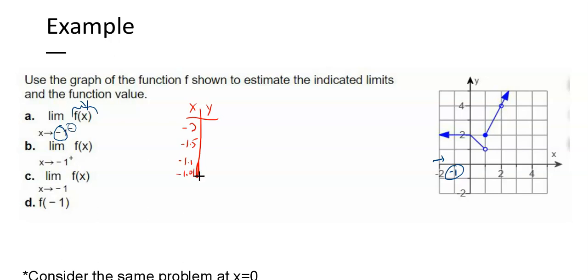Negative 1.01, right? That's getting closer and closer to negative 1. That's what we're approaching with our x values. Looking at the graph, what's the y-coordinate for these numbers, right? So here's negative 2. The y-coordinate for that point is going to be 2.